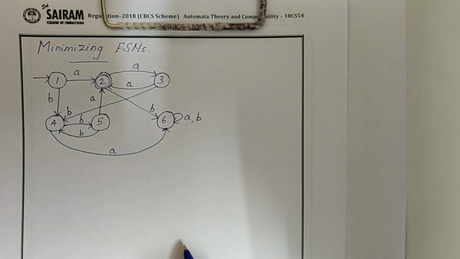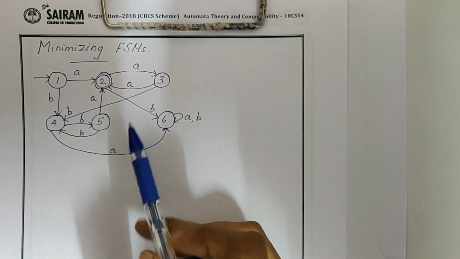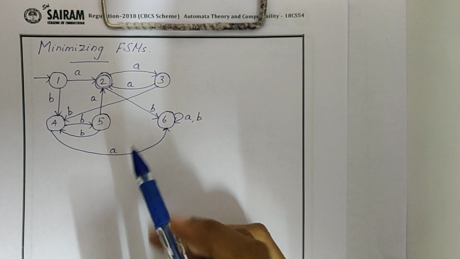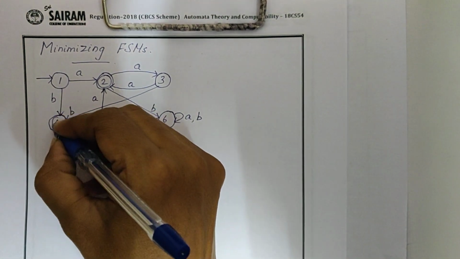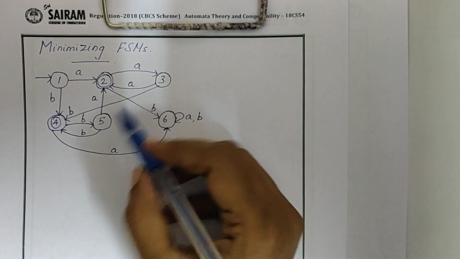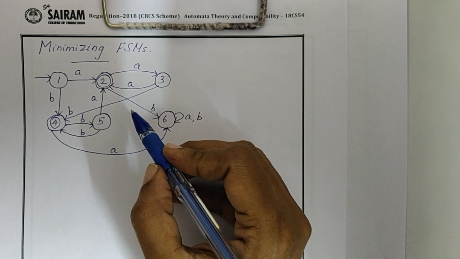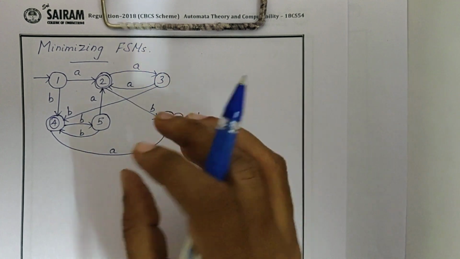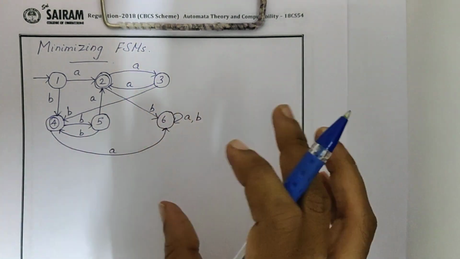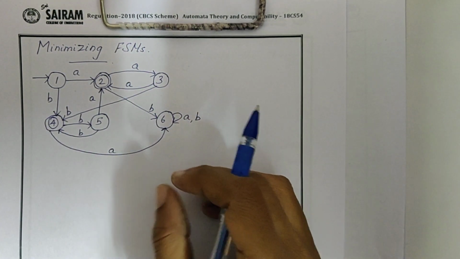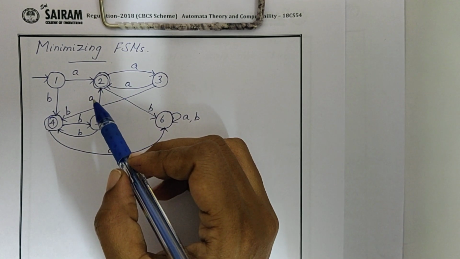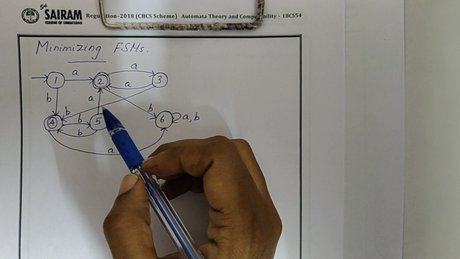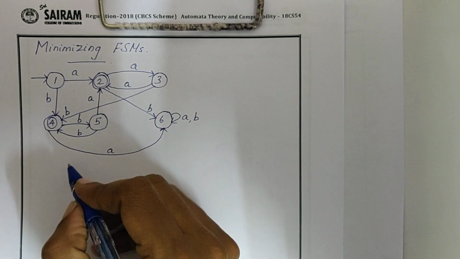As the first step, I have to segregate my final states and non-final states. Here I have two final states. I have to minimize this given DFA. The first step is to separate the final states and non-final states. States with double circles are final states. So I'll be writing my initial classes.